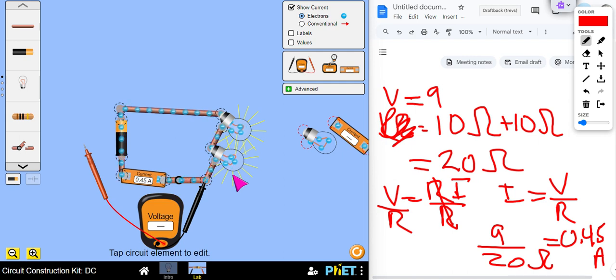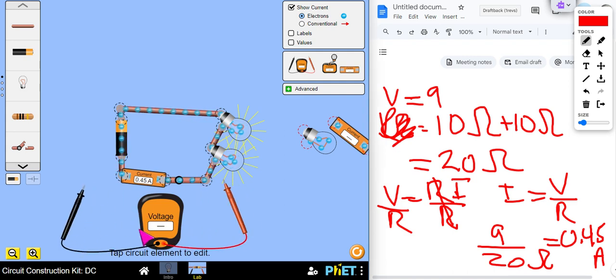So this hopefully is a fairly quick explanation on how current works, how resistance and voltage work, and how to measure voltage and current in a series circuit.